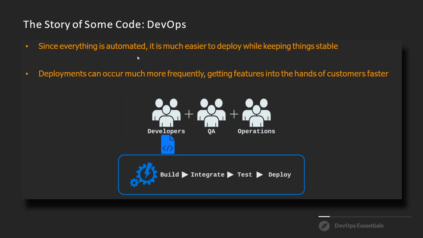Since everything is automated, it is much easier to deploy while keeping things stable. Deployments can occur much more frequently, getting features into the hands of customers faster.